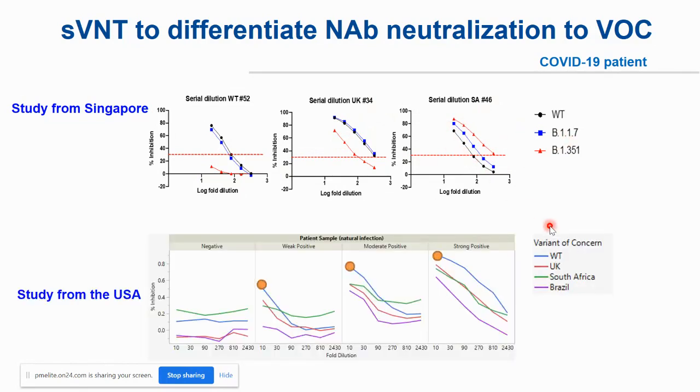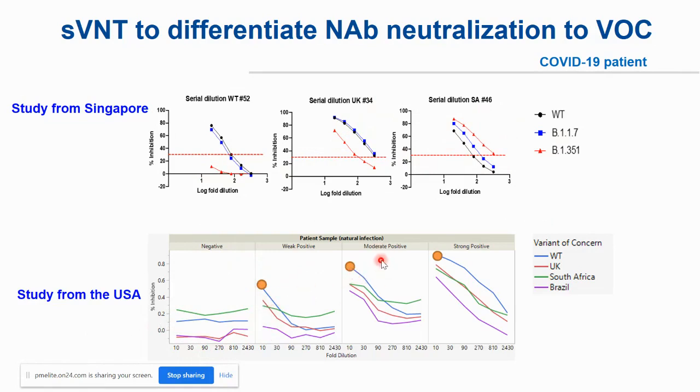So we had done similar studies in the US, using 4 different types of samples. One is a negative sample without neutralizing antibodies. Of course, nobody manifested any neutralization against the different variants of concern. For the sample that had weak positive neutralizing antibody, it was shown that the wild type had the highest neutralization and subsequently reduced neutralization against the other mutants.